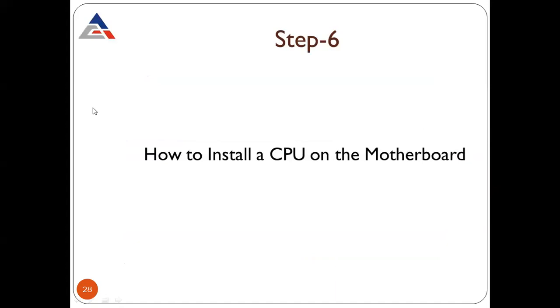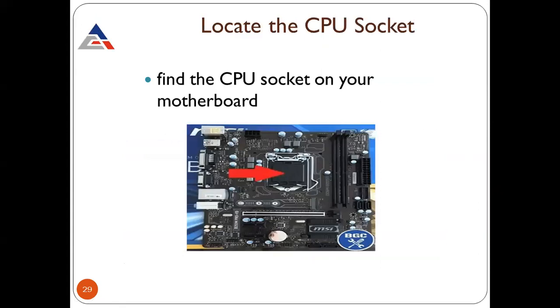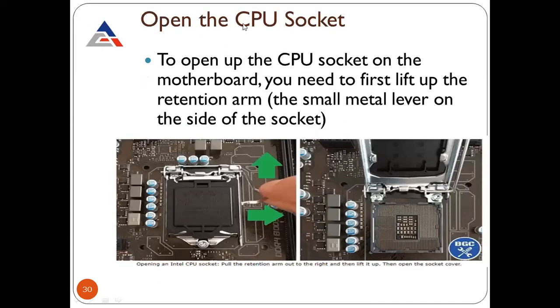Next step is how to install a CPU on a motherboard. Now the motherboard is completely installed. Now the task is how we can install the CPU on a motherboard. First, locate the CPU socket. Find the CPU socket like this on your motherboard. Open the CPU socket. Once you have found the socket, you just need to open it.